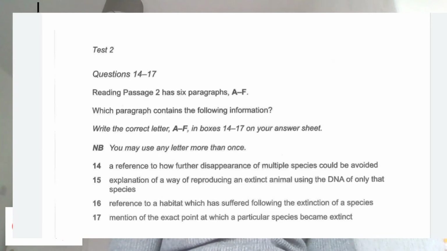Reference to a habitat which has suffered following the extinction of a species. Did you see we read something like that? They discuss something like that in that paragraph. We are coming back to that. 17, mention of the exact point at which a particular species became extinct. They didn't talk about any particular point at which a species became extinct. But 16, habitat that has suffered.